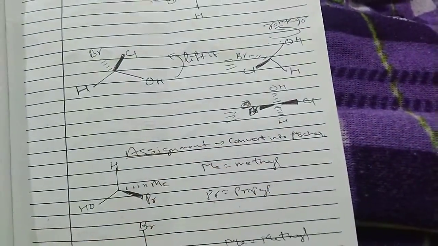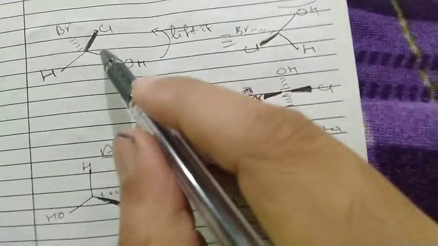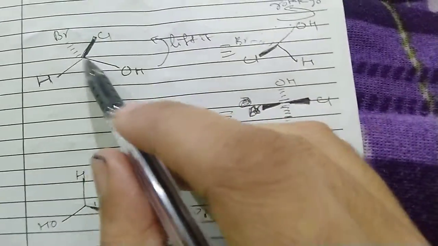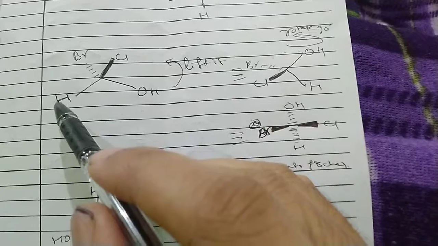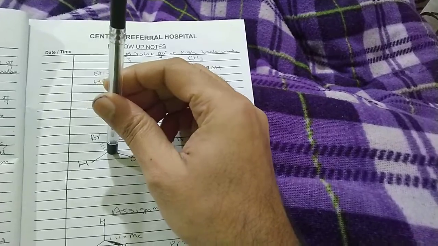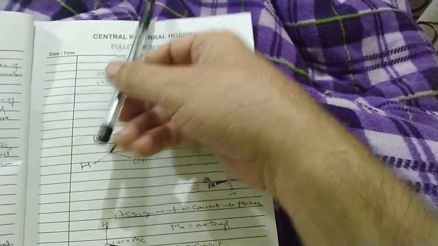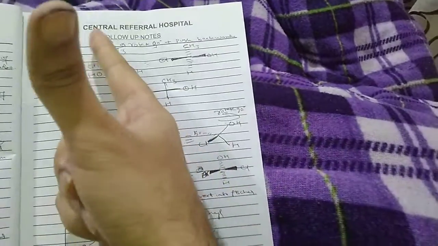What you do is, you understand this molecule first of all. This H and this OH are both in the plane of the paper, and this Cl is coming exactly to the front. It is like two V's crossing each other. This Cl is coming front and Br is going back. You are having something like this, okay? And you are having something like this.